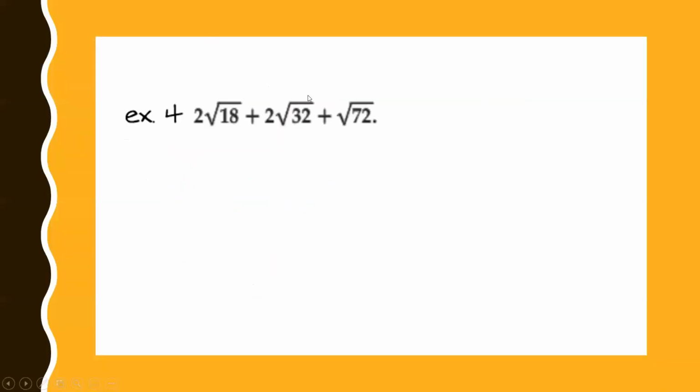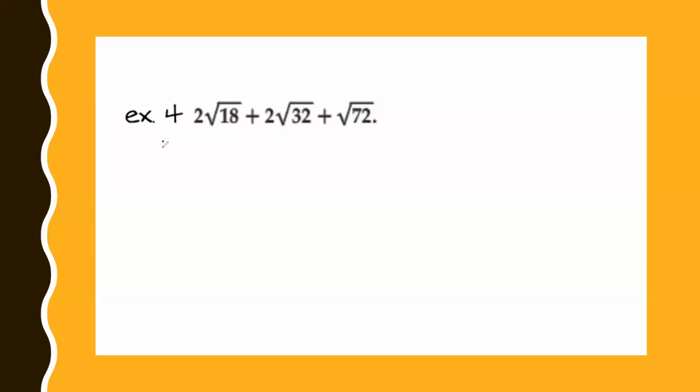All right, so I want you to take a minute, pause this video. After you pause the video, I want you to work this out and then turn it back on and let's check your answer. All right, so let's talk about this and see if you got your answer right after pausing to work it out. None of these are the same radicands, so we're going to break each one down.